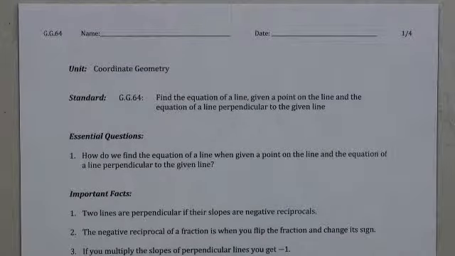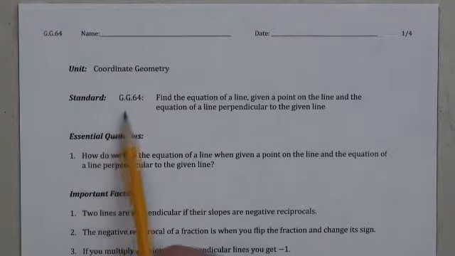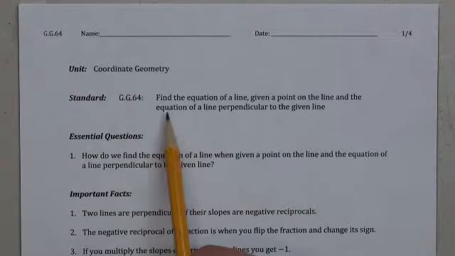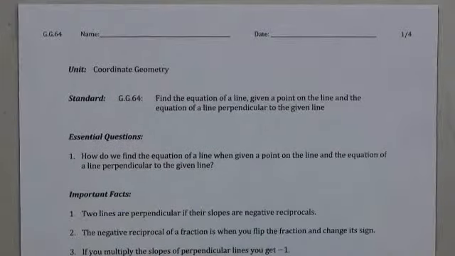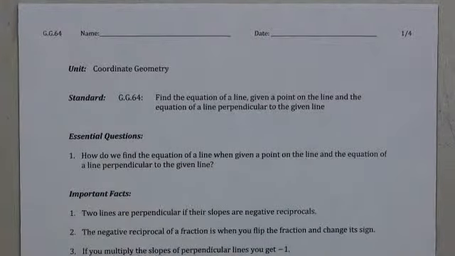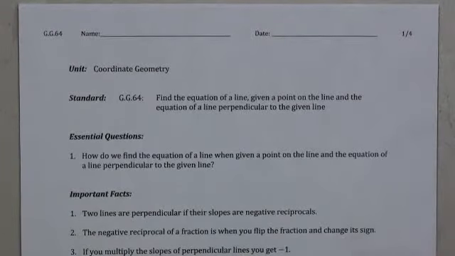Alright, this is lesson GG64. Okay, this is the page where I explain how to do the procedure for these types of problems. The unit is coordinate geometry still. So the lesson GG64 has to do with standard GG64, which is find the equation of a line given a point on the line and the equation of a line perpendicular to the given line.